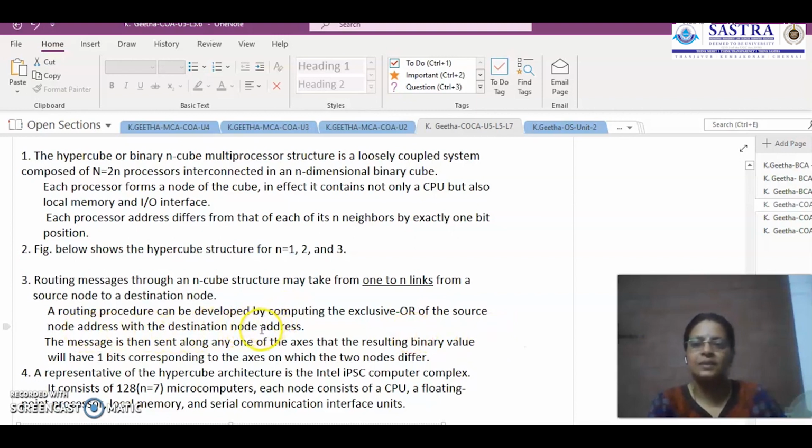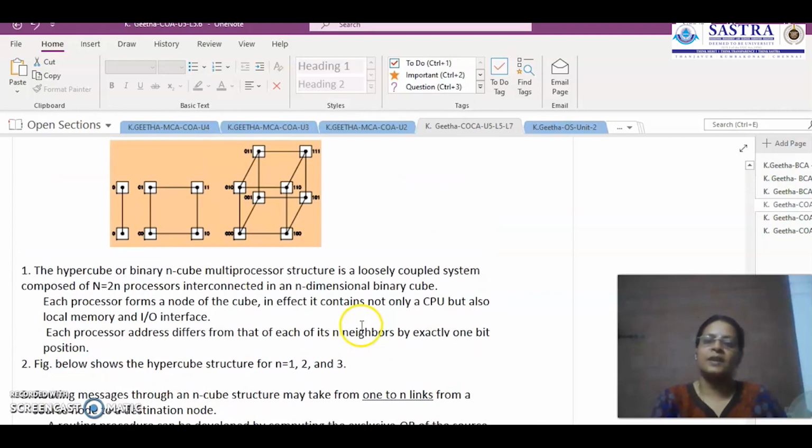After doing this XOR operation, the message is sent along any one of the axes, where the resulting binary value will have 1 bit corresponding to the axis on which the two nodes differ from each other.